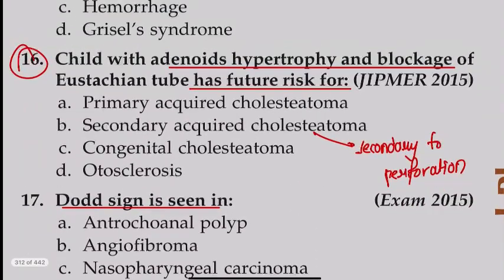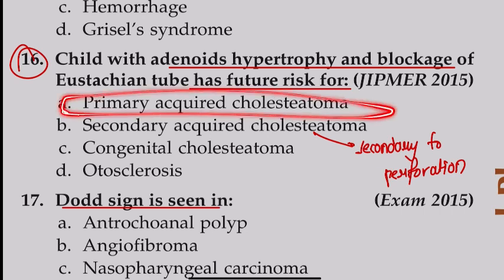Children with adenoid hypertrophy and blockage of the eustachian tube have a further risk for what? It is going toward cholesteatoma. It is primary acquired cholesteatoma. Secondary acquired cholesteatoma is always secondary to perforation.